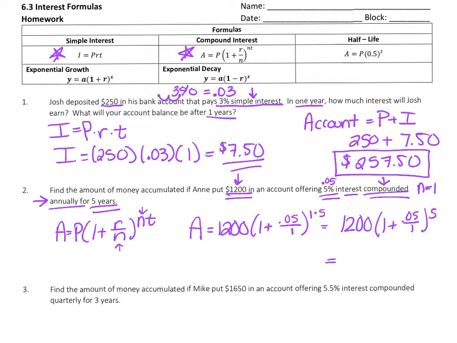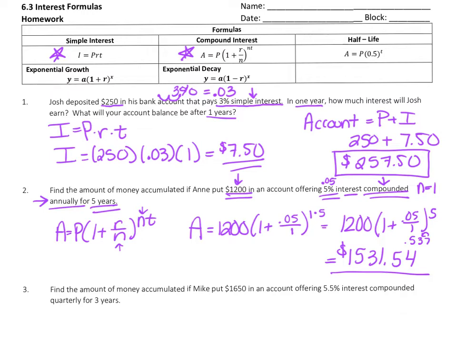And this will get me $1,531 and 54 cents, if I round correctly. If you said 53 cents, that's okay, but in the calculator it says 0.537. The 7 means that 3 gets rounded up to a 4. And that would be our final answer for number 2.